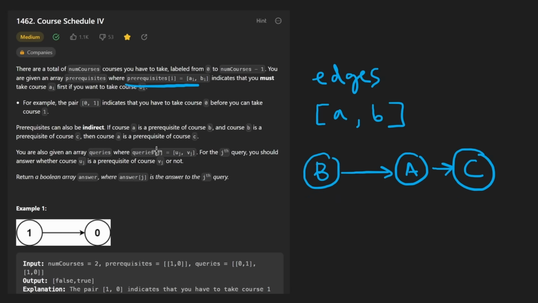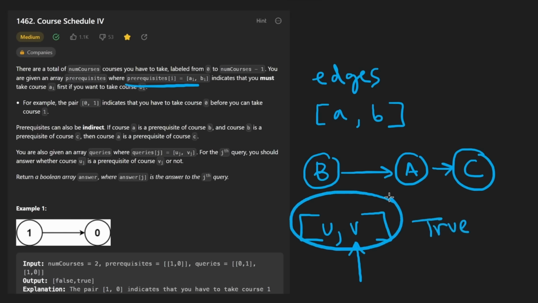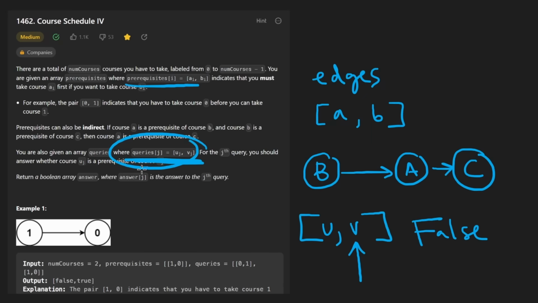What we're trying to answer here is, given a list of queries, where a query is going to look like this, U V, a pair of two nodes. We want to know, is the first course, U, a prerequisite of the second course, V? If yes, we're going to put true in this position. If false, then we're going to put false in this position. And by position, I mean in the same position that the query is given, because given a list of queries, we want to return a list of answers. So that's what we're going to be building. That's the entire problem.